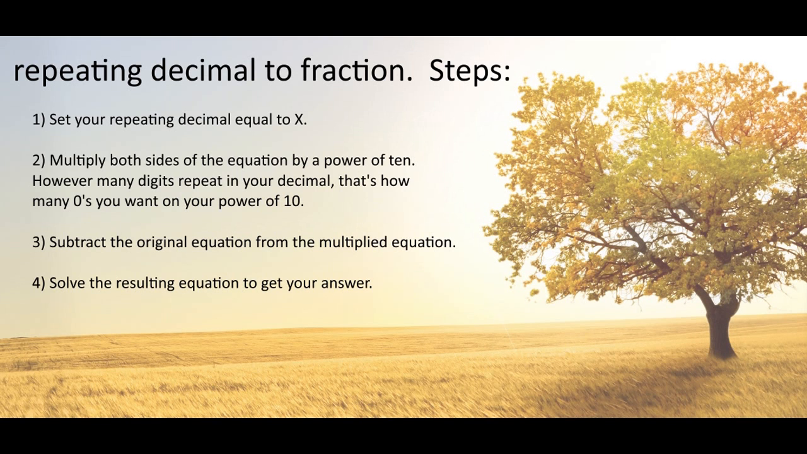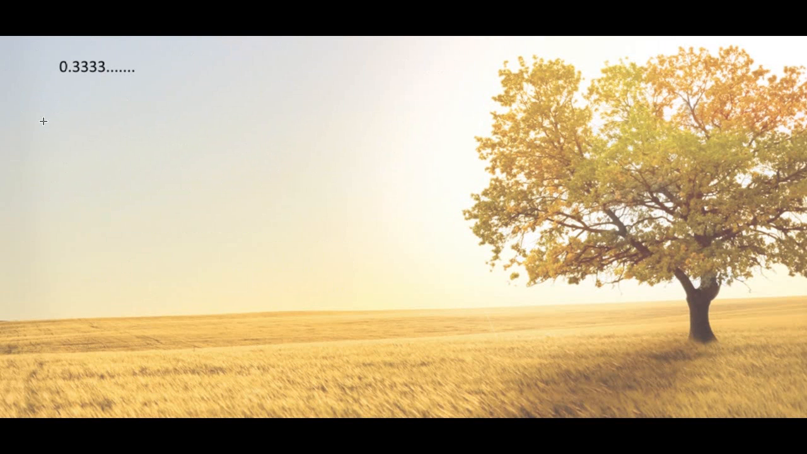So let's see how this would look. We're going to set this equal to x. x equals 0.3 repeating. You could write it like that with the dots, or you could write it like this with the line over top. Okay, how many digits are repeating? It looks like we just have one repeating digit. We just have a 3. So we're going to multiply both sides by 10 because it's one repeating digit and one 0 on our power of 10.